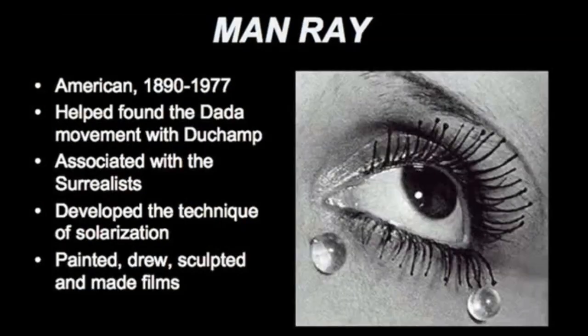Man Ray was an American who lived until 1977. He helped found the Dada movement with Marcel Duchamp. He was also associated with the Surrealists, and he developed a technique called solarization, which is the partial reversal of tones in a photograph. And that particular technique is one that you can apply as a filter in Photoshop today. And in addition to his photographs, like the one we see here with the really cool tears, or are they glass balls, or who knows what, he painted, he drew, he sculpted, and he made films.